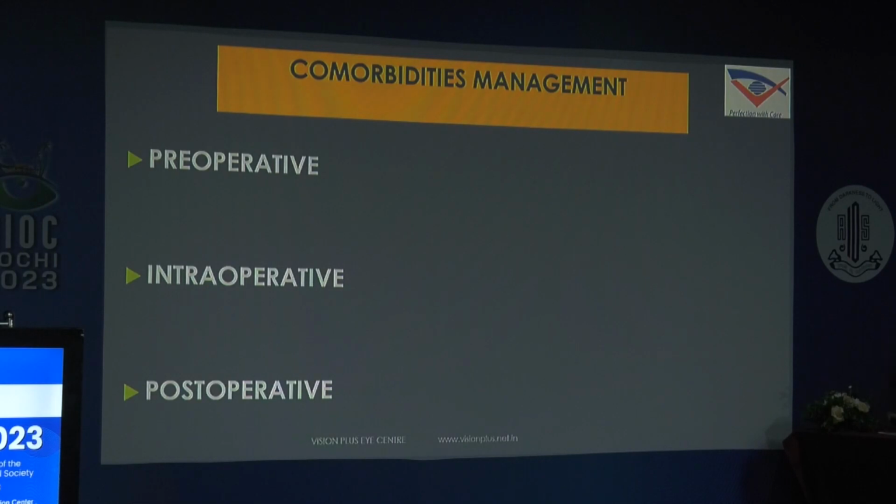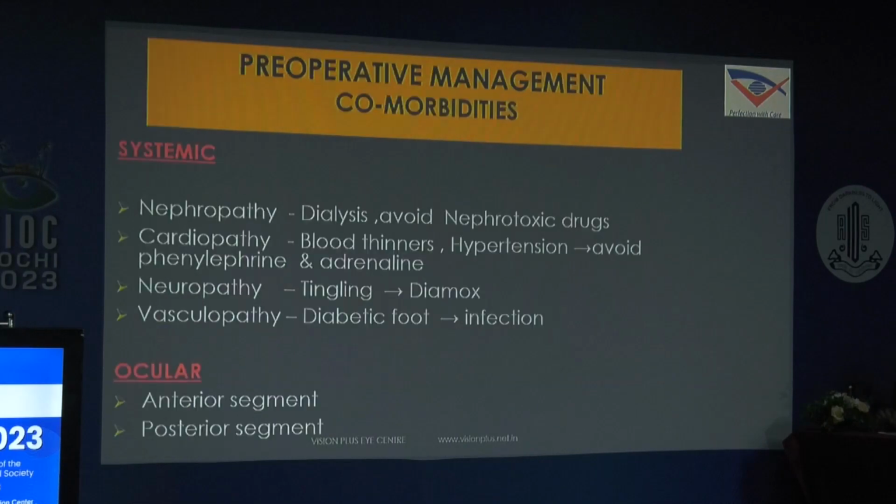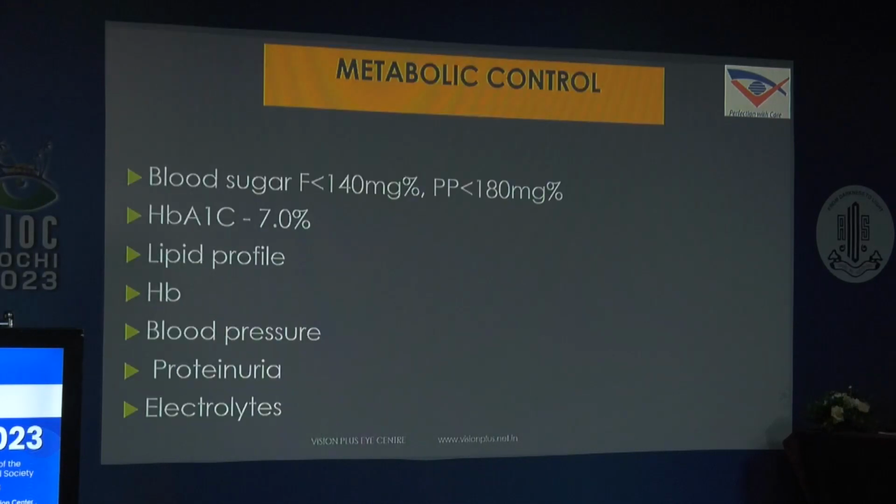Now, we need to manage the comorbidities preoperatively, intra and postoperatively. Preoperatively, it's extremely important to manage the systemic condition because these patients could be having an associated nephropathy, they could be on dialysis, we need to avoid nephrotoxic drugs, they could be having associated cardiac problems, they could be on blood thinners, they could be hypertensive. So all these things need to be asked, a detailed history should be taken. They could have neuropathy or vasculopathy. And coming to the ocular examination, a detailed anterior and posterior segment examination should be done.